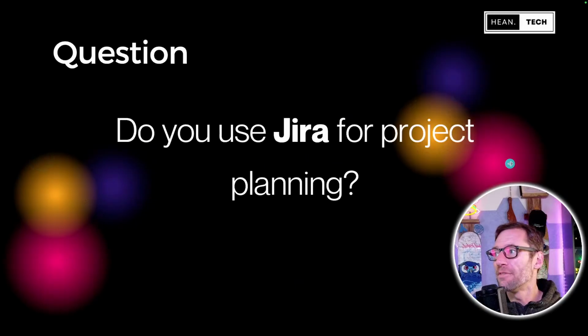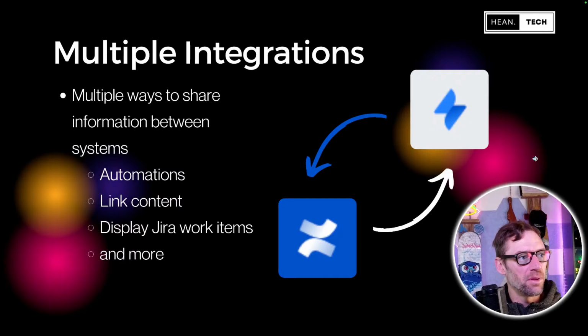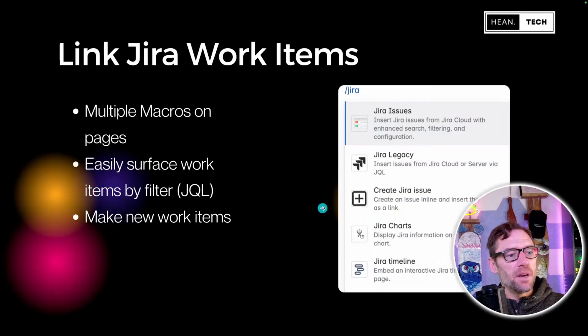All right, I'm going to have to go a bit quickly through these last slides, but there are multiple integrations between Jira and Confluence. I need to call out many teams that use one use the other. And there's different ways we can share information. I mentioned automations, but you can also link pages to work items and vice versa. You can display work items in Confluence. You can display them on Confluence whiteboards. But you can also create work items directly from Confluence. You can also surface them.